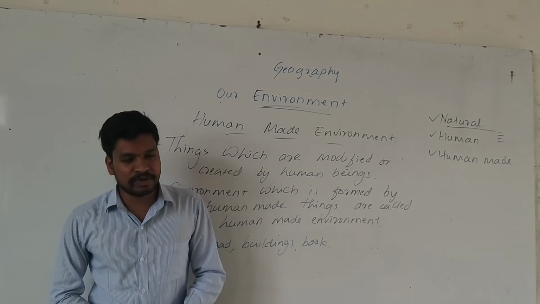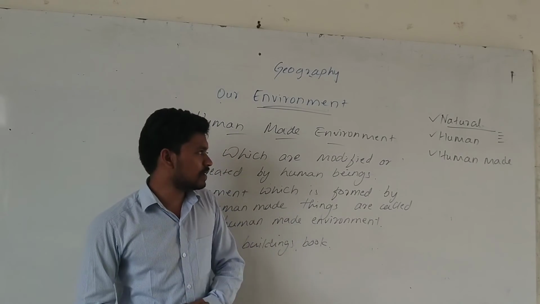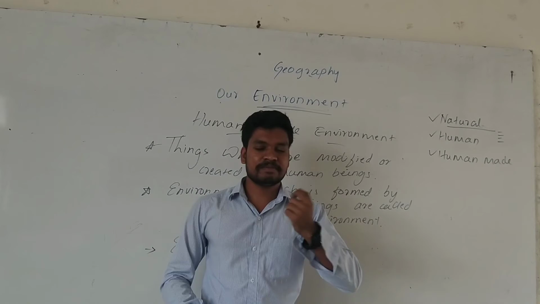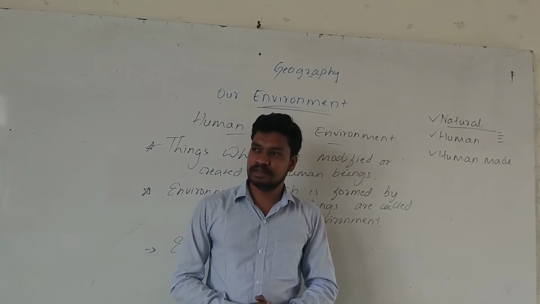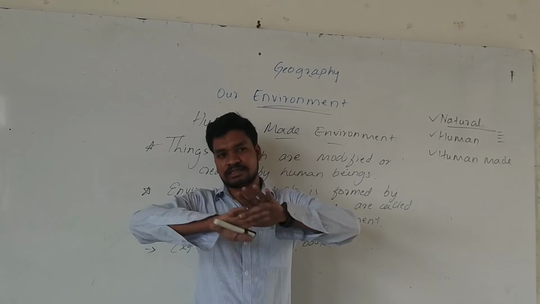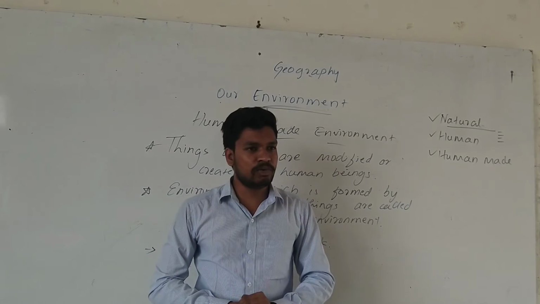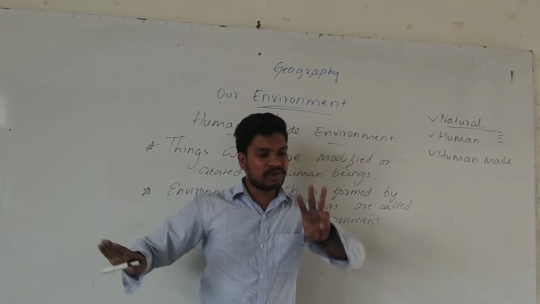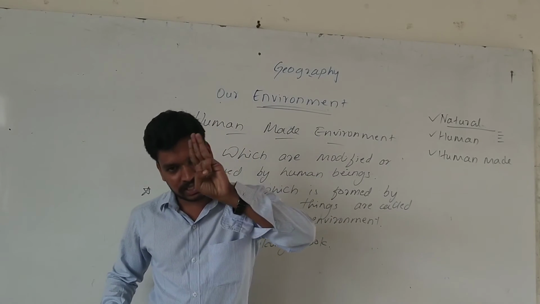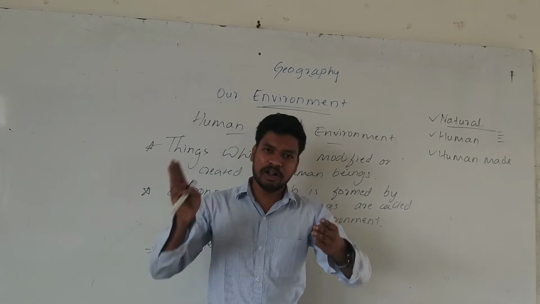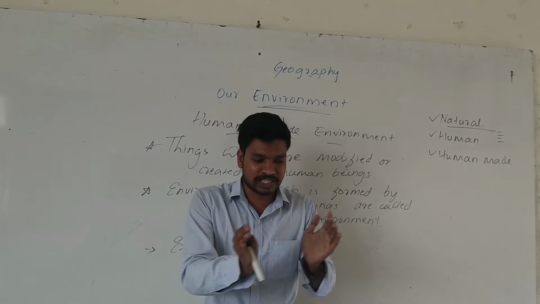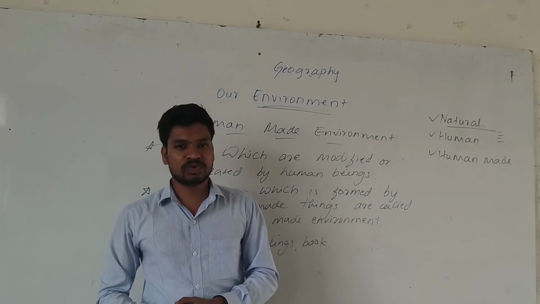So in this environment we have three components. One is natural environment, human environment, and human made environment. So here the whole earth is an environment, is it not? So on the surface we have three components. We have all these three environments. All these three environments are interconnected, interdependent. It's not separately available.